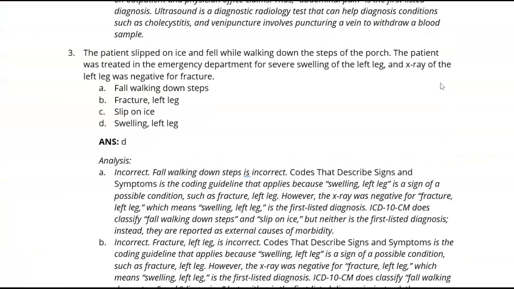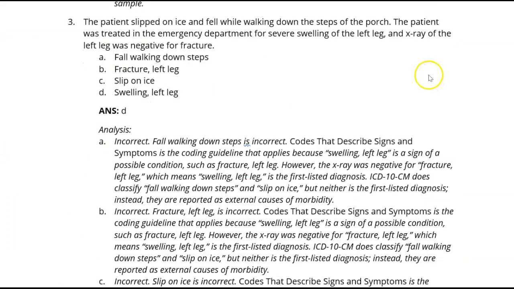Okay, number 3. This one here, the patient slipped on ice, fell while walking down the steps. Patient was treated at the ER, again outpatient, for severe swelling of the left leg. X-ray was negative. All right, what is the diagnosis? It is going to be swelling. There wasn't a fracture. Slip on the ice, falling down, those are going to be external codes, like how did they do it? But once again, these are not actual diagnoses.